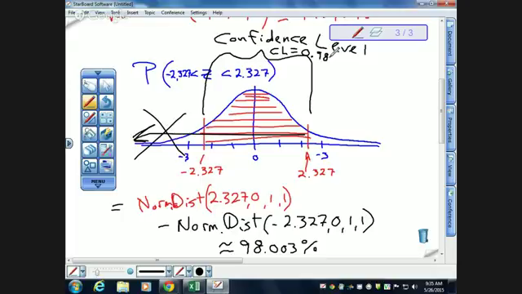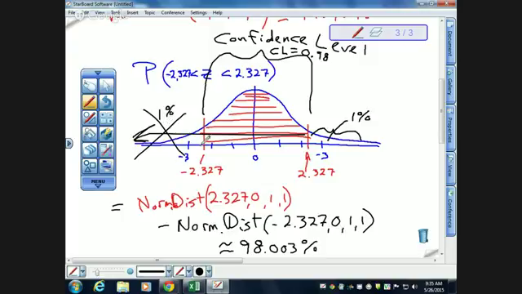What's left to go in the tails here? 2%. They have 2% to split. So how much does this tail right here get? 1. So this tail right here would be a 1% tail. What's in this tail on the left here, where the X is? Yeah, that's also 1%.